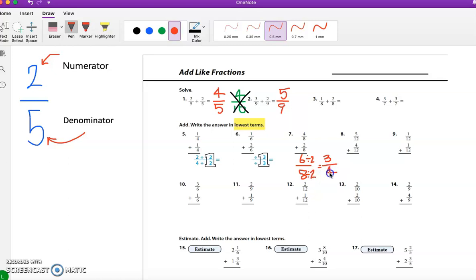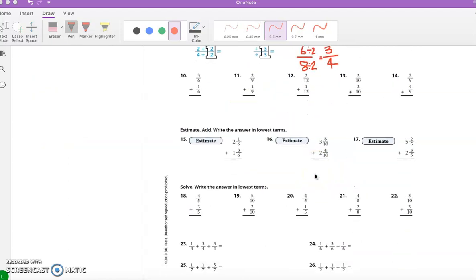For numbers 5 to 14, it's exactly the same as 1 through 4. It's just that it has one more step, which is putting it into the lowest terms. So I want you to do numbers 5 through 14 on your own. Then let's do number 15 together.